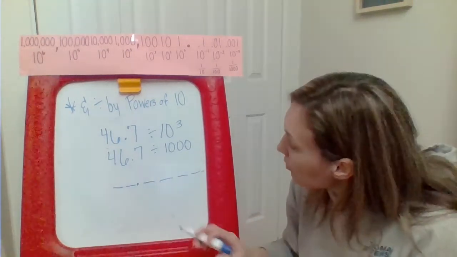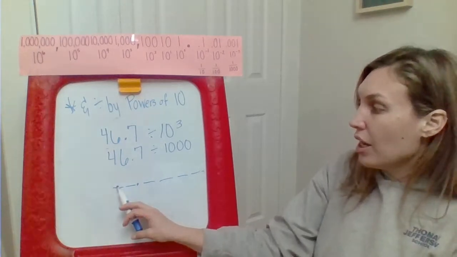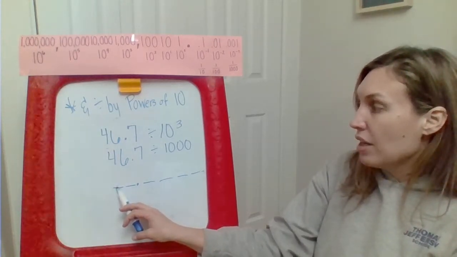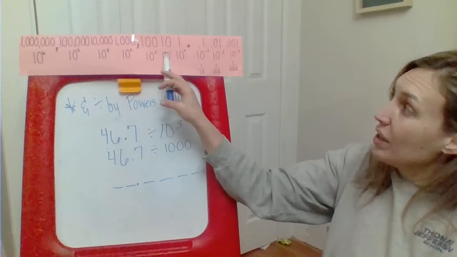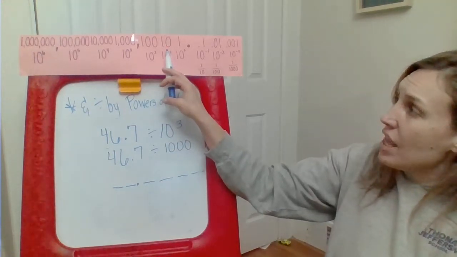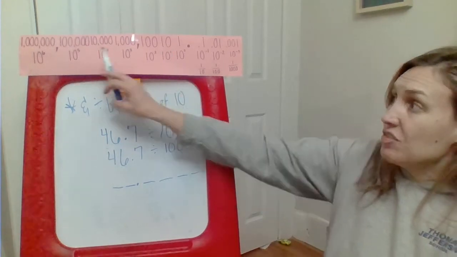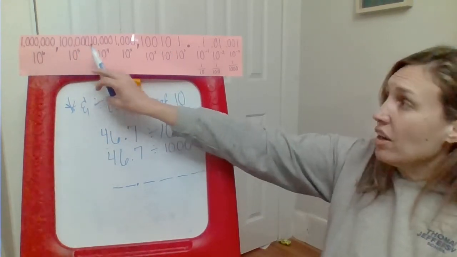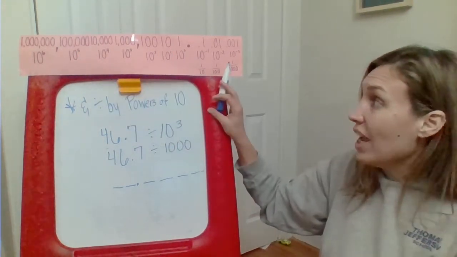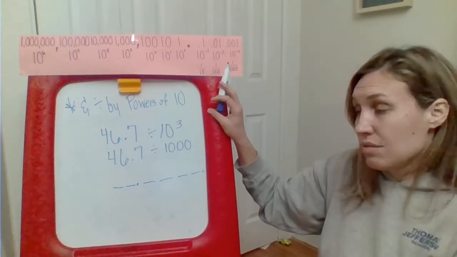Sorry, I ran out of room. If my 4, I'm looking at my 4, is it going to go... it's here in the tens place. If I'm dividing it by 1,000, is my 4 going to shift to the left and get greater, or is it going to shift to the right and be less?